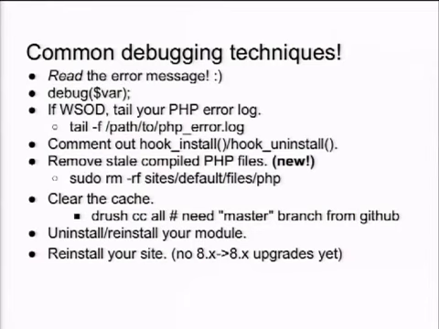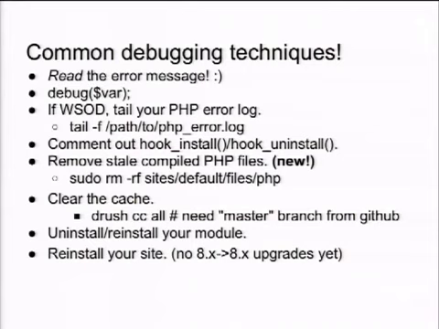In Drupal 8, there's a few different things that you should do. The first thing is actually read the error message. That's important. The debug function still works; you can debug a var to figure out what's happening. If you have a white screen of death, oftentimes it's helpful to tail your PHP error log. The location of your PHP error log will be different depending on your environment. But when there's a white screen of death, you can't get into Drupal to check Watchdog, so instead it's helpful to look in your PHP error log. Oftentimes that's a fatal error somewhere earlier than it can get output on the page.